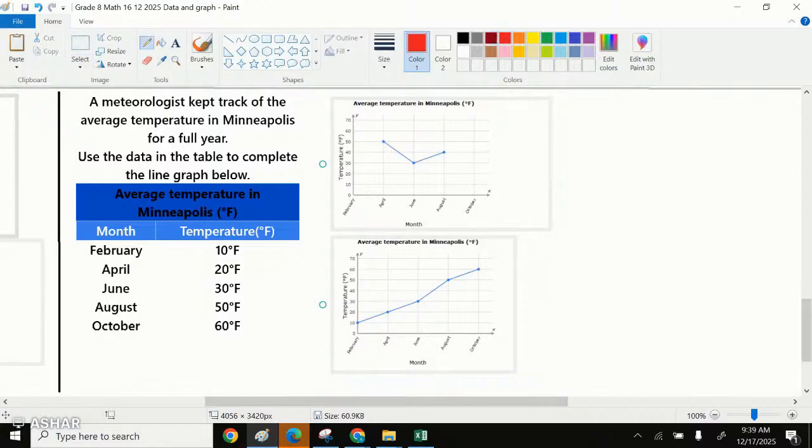In February, it was 10 degrees Fahrenheit. February is 10, agreed. February is missing in this case, right? April is 20. April is 50. That is incorrect. This is correct. So even if there is one incorrect value, that means the graph is wrong and the second graph is the correct graph for us. So once we click on this graph, the second graph is correct for us.